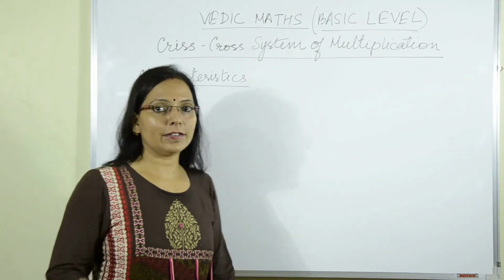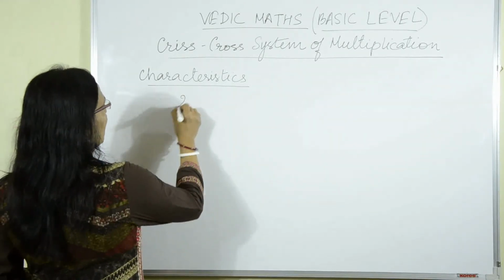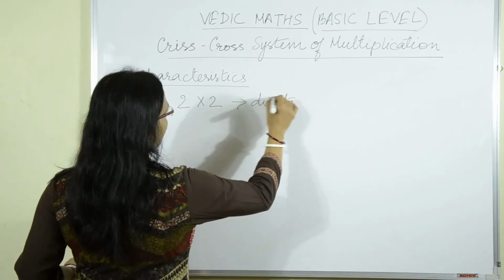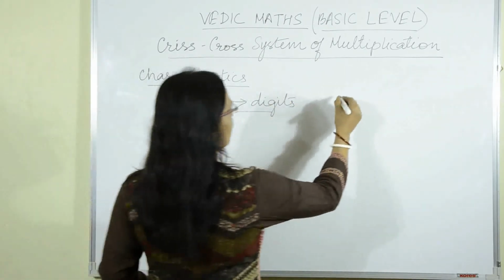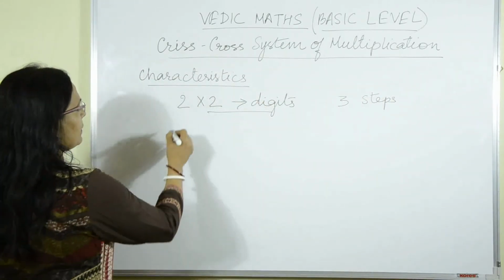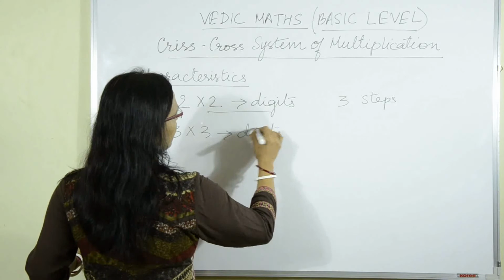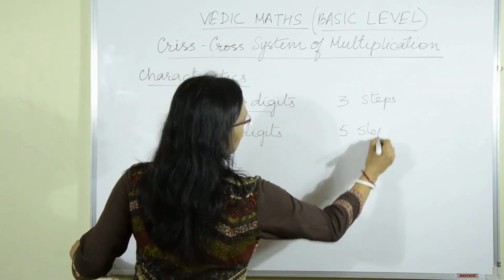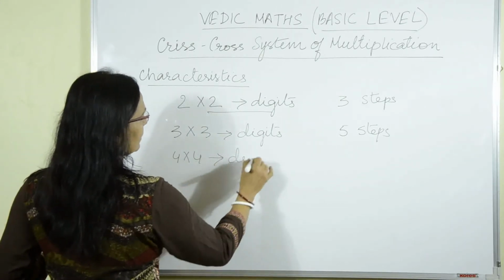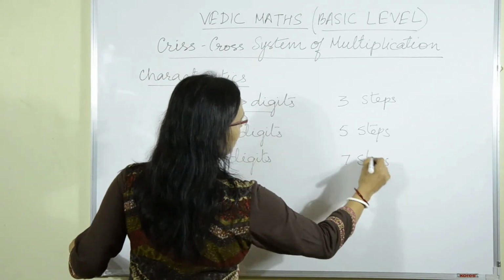Now here let us find out what are the characteristics of this crisscross system of multiplication. When we have a 2-digit number multiplied by a 2-digit number, how many steps did we do? We did 3 steps. Step A, step B and step C. The moment we had 3-digit numbers multiplied by 3-digit numbers, then we did 5 steps. And when it was a 4-digit number multiplied by a 4-digit number, then we did 7 steps here.